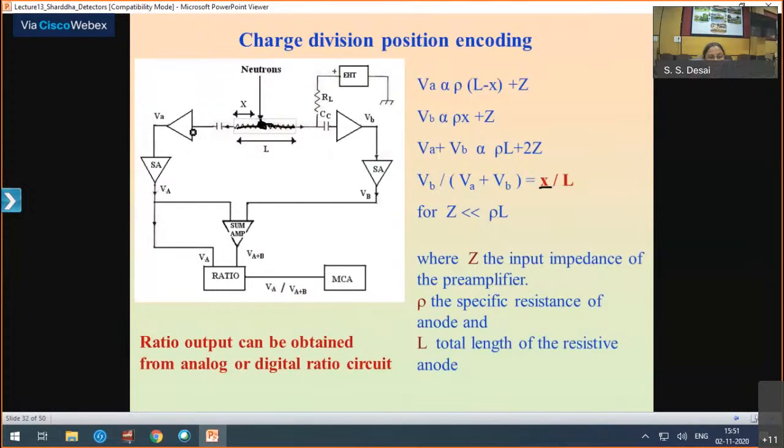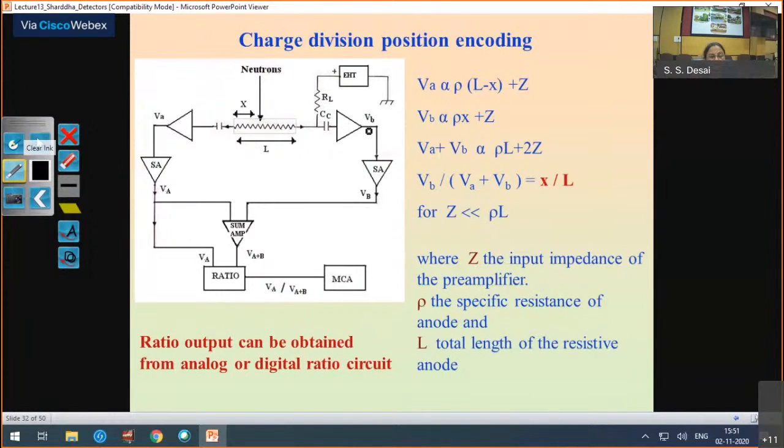Here there are other conditions, like you should have very equal gains in both the branches. Your preamplifier input impedance should be very low, because we are making the assumption that Z is very much smaller compared to the total resistance of this detector. So our position encoding is through very specific electronics. Care is to be taken that our gains are perfectly matching in both the branches.